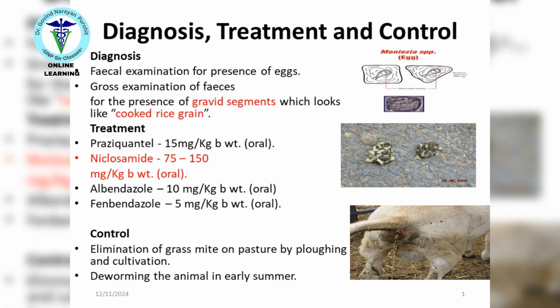Diagnosis involves fecal examination for the presence of eggs and gravid segments that look like cooked rice grains. Treatment options include praziquantel, niclosamide, albendazole, and fenbendazole. Control measures include eliminating grass mites on pasture by plowing and cultivation and deworming animals in early summer.